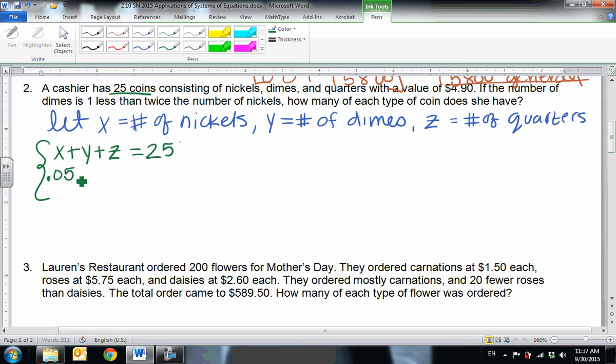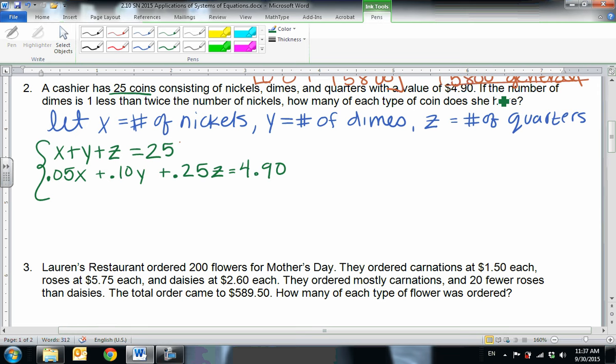Good. Be careful there. 0.05x, not 0.5, plus 0.10y plus 0.25z equals what? 4.90. Okay, so we have a number equation, then we have a value equation.